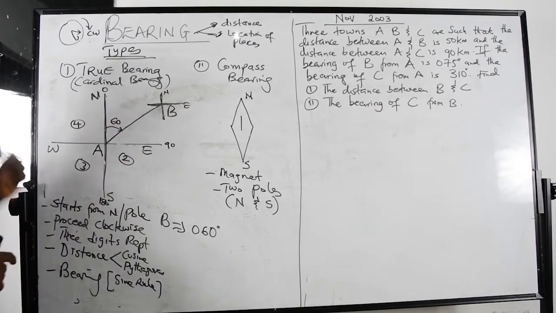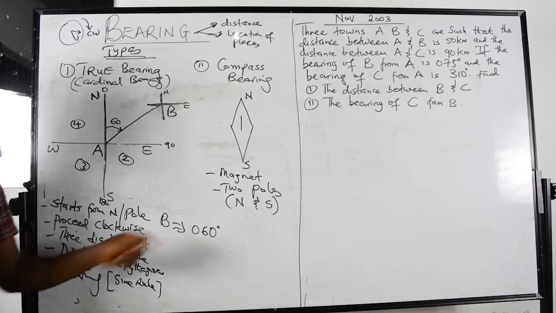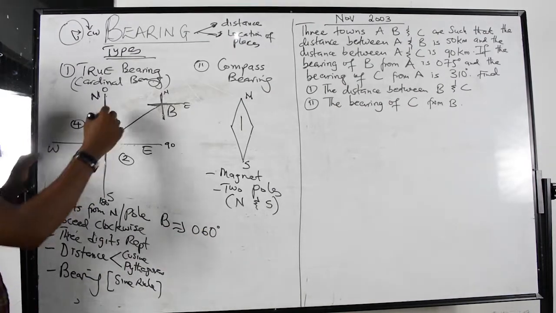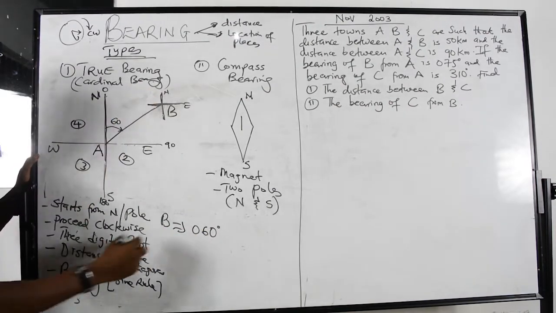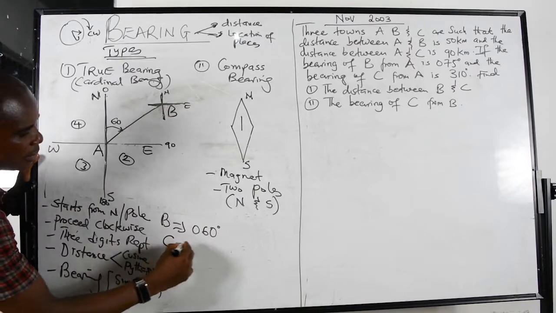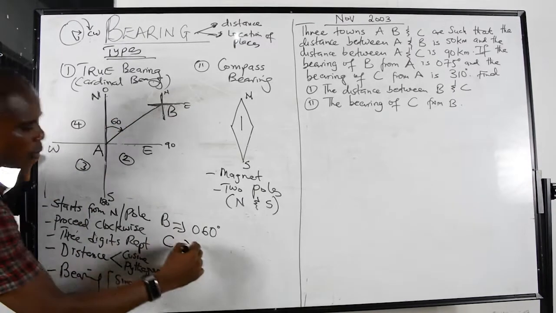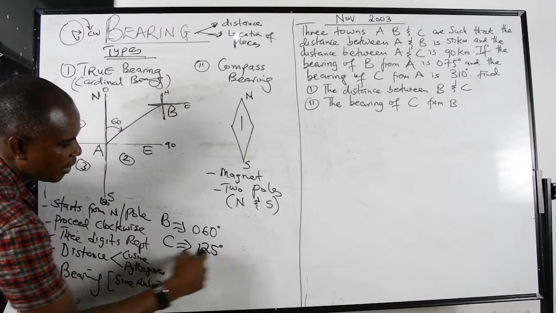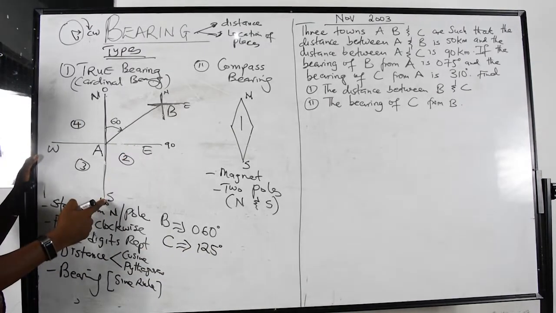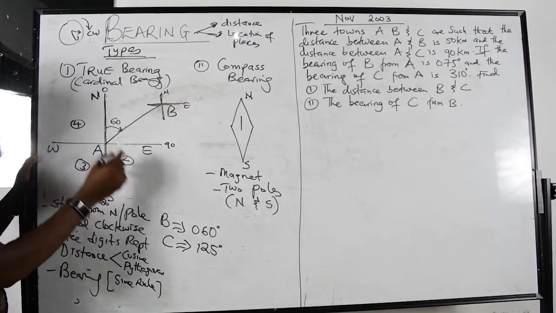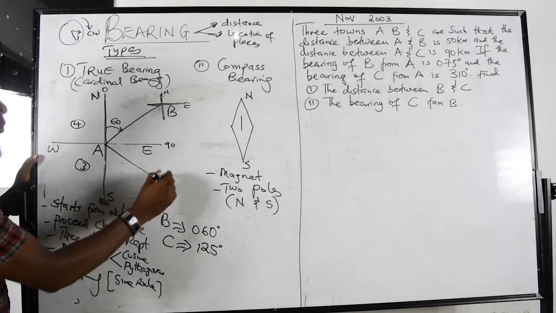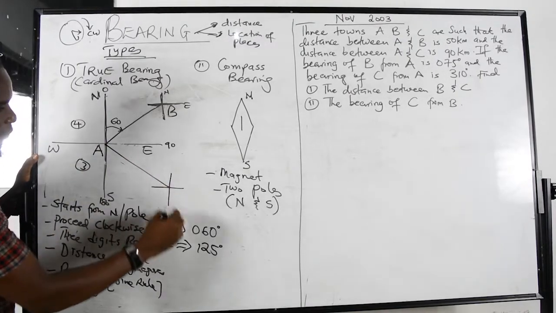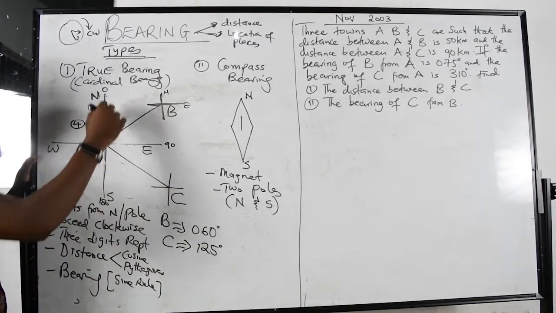For now, I put the angle. When I'm registering it as a bearing, I put the 0 degrees there. So this is 60. What if I want to allocate a point C on the bearing 125? 125 degrees is between 90 and 180. So 125 is going to be in this room. So here the bearing of C from A is 125.